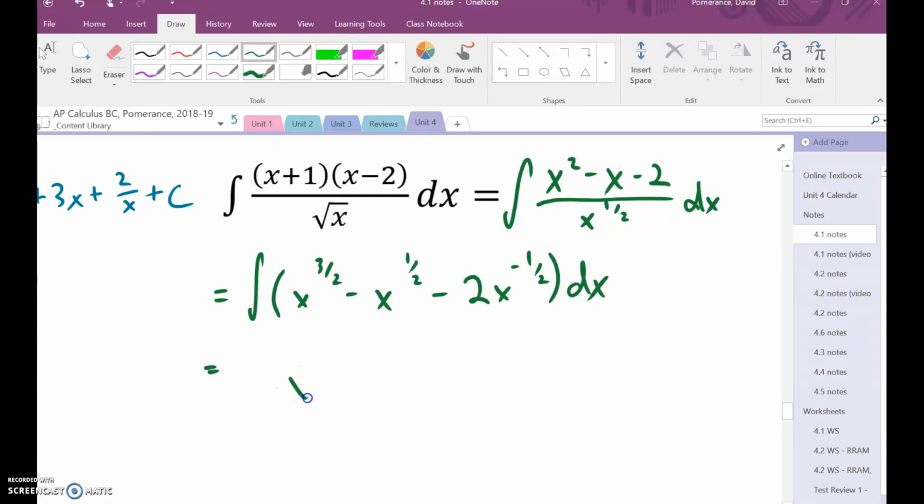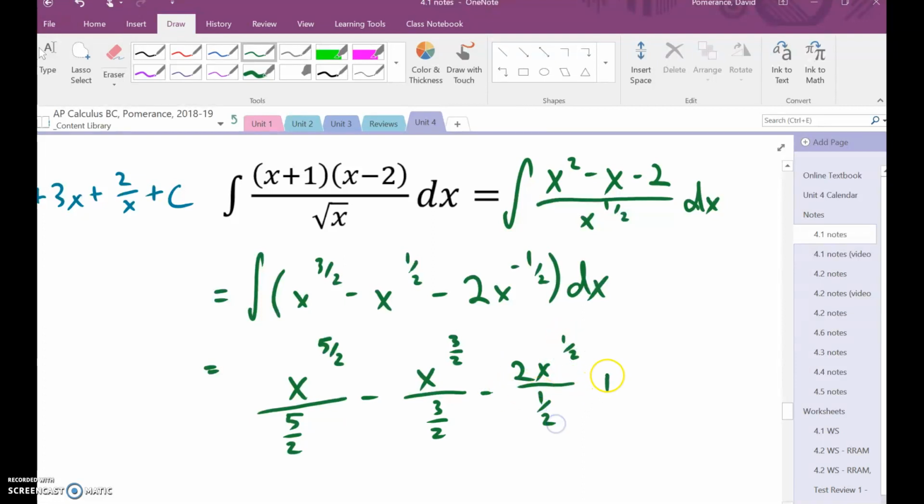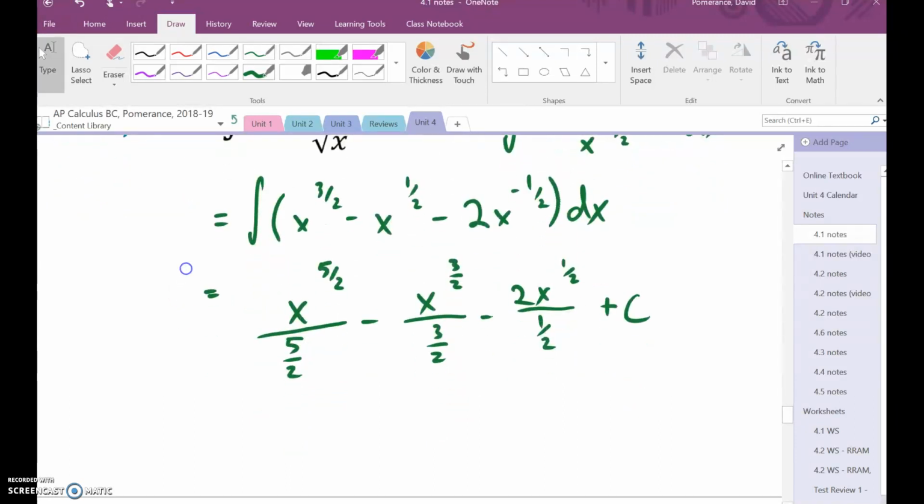For each one of these, we add 1 to the 3/2 to get 5/2. We're dividing that by 5/2. We add 1 to the 1/2 to get 3/2. And we're dividing that by 3/2. And we add 1 to the negative 1/2 to get 1/2. We divide that by 1/2. Don't forget your plus c. That's your answer, but we're going to make it a little nicer looking.